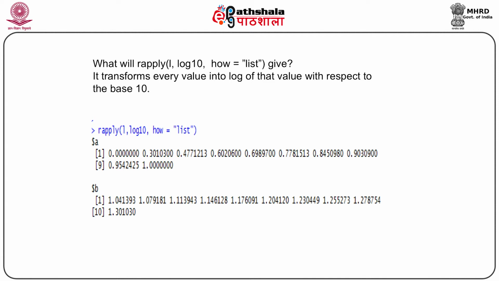Similarly, look at this example. Here we are having one additional argument, how. So here the function is rapply, then within the first bracket L, that is the list, then log to the base 10, and finally the argument how is equal to list. Actually, here the rapply function transforms every value into log of that value with respect to the base 10, and here we have the output.